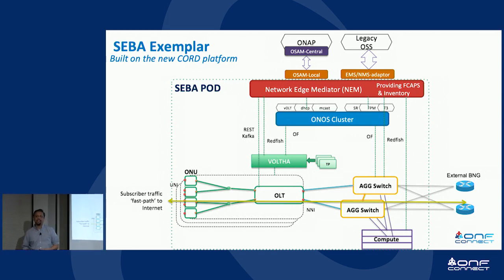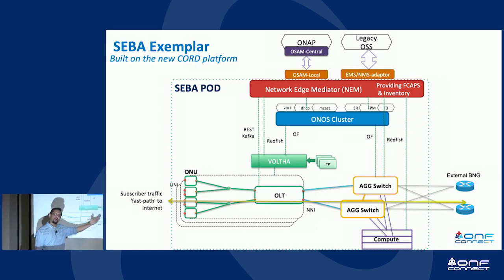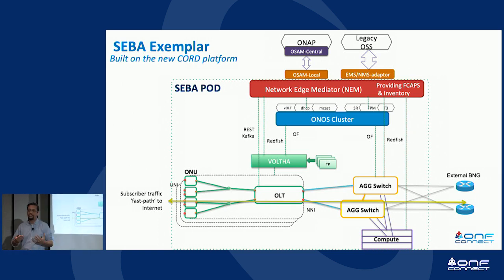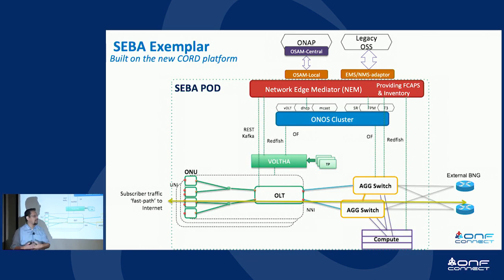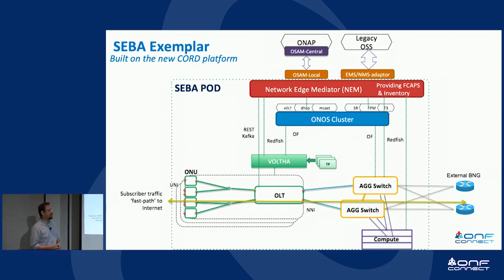Another function that the network edge mediator performs is that it talks to every other piece of software and hardware inside the SEBA pod to make sure that some functions happen before other functions, or to react to things like things going down inside the pod. So essentially there is a workflow that A must happen before B, but not if C happens instead. That kind of workflow is also different for every operator, and the NEM part of the SEBA pod manages these different workflows depending on how it is deployed.